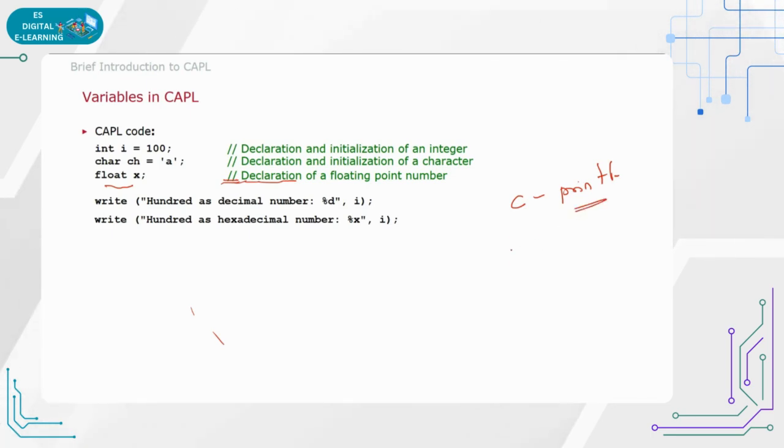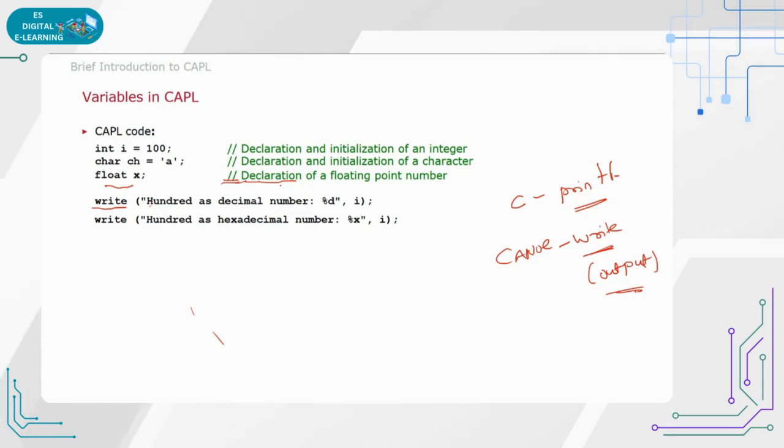Now in CAPL, in CANoe, we have a write window. So this write window is the output. To understand that, we have a write. Instead of printf, we are using write and giving the line to print the output. So what is the write reading?